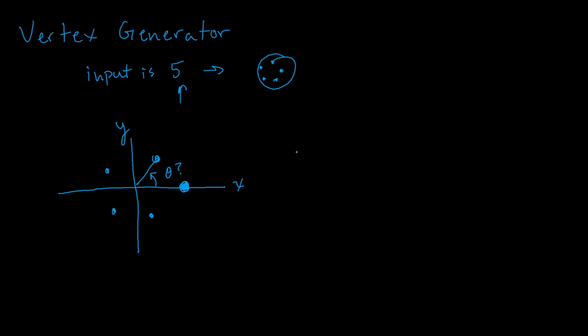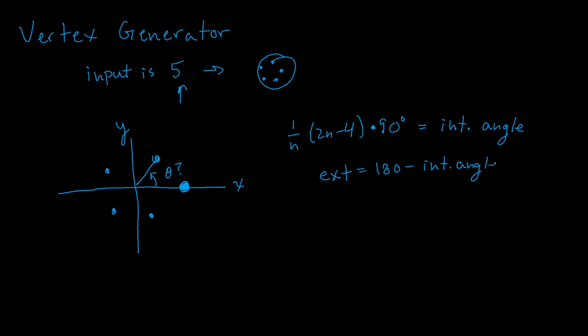Now, it turns out there are some equations online that I looked up, and we can find the interior angle of certain shapes using this formula: 1 over n times the quantity 2n minus 4 times 90 degrees, and this keeps us in degrees rather than radians. This gives us the interior angles, and we actually want the exterior angles, which is going to be 180 minus that interior angle. Now, this video is not on mathematics, so I'm not going super into detail here, but this came from some trial and error when I was developing the algorithm.